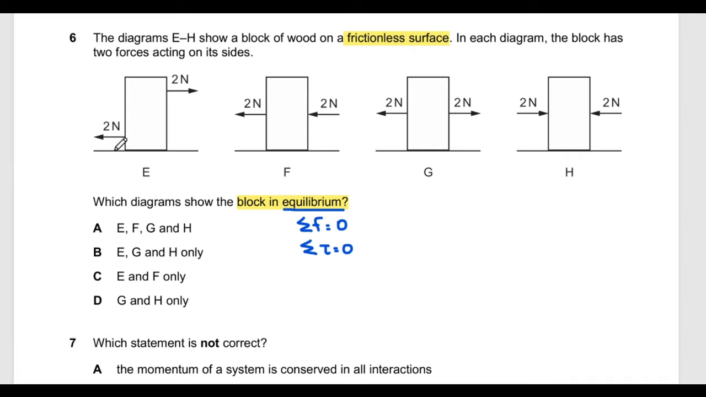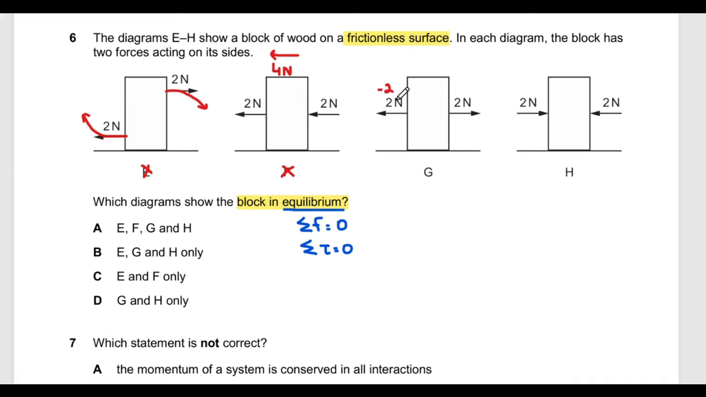In E, 2 Newton of force is acting this side and 2 Newton is acting this side. Their line of action is in a way that it will cause rotation. In F, 2 Newton and 2 Newton both are acting towards left, so it will create a total of 4 Newton force towards left, so it will not be in equilibrium.